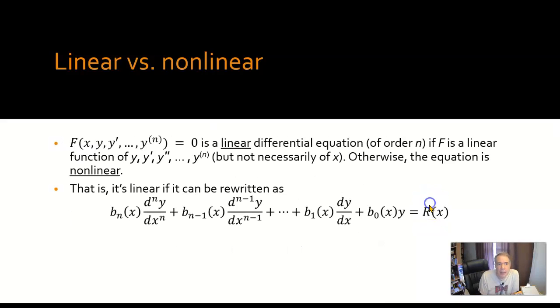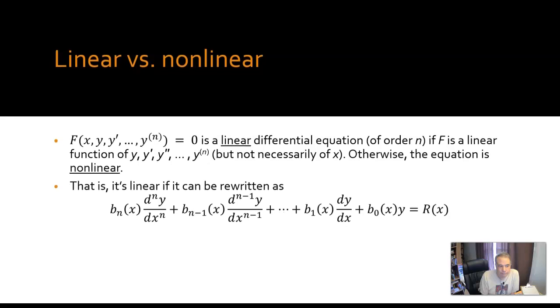Now with that in mind, let's talk about the distinction between a linear versus a nonlinear differential equation. So here's how it's defined in a differential equations textbook that I consulted. It says that f of x, y, y prime, and so on equal to 0 is a linear differential equation of order n if f is a linear function of all of those, the function and all its derivatives, but not necessarily of the independent variable. Otherwise, the equation is nonlinear.